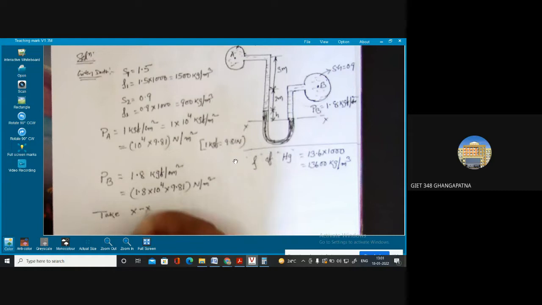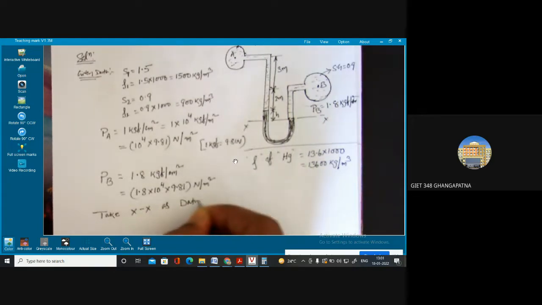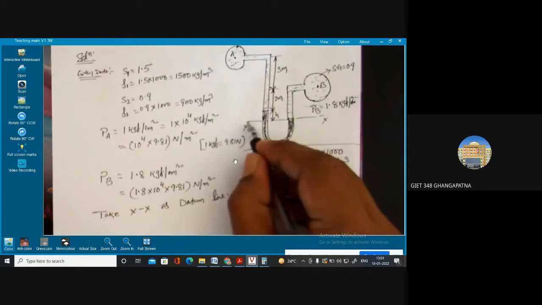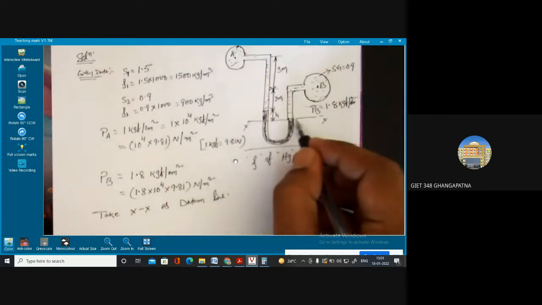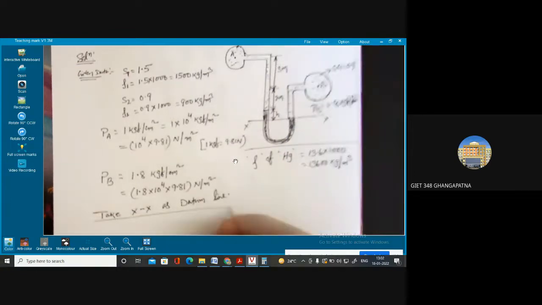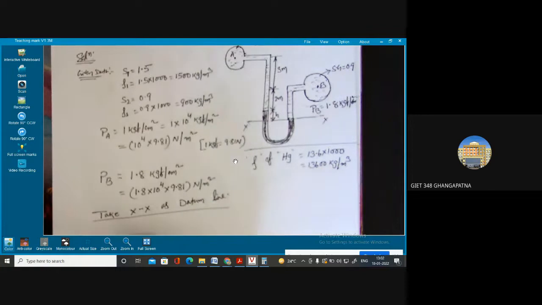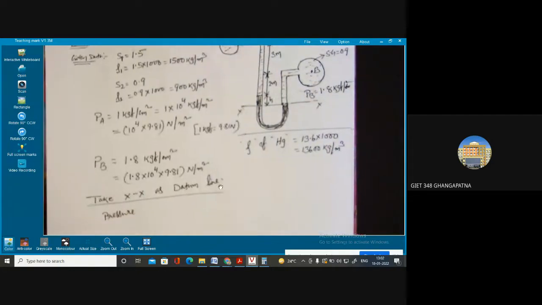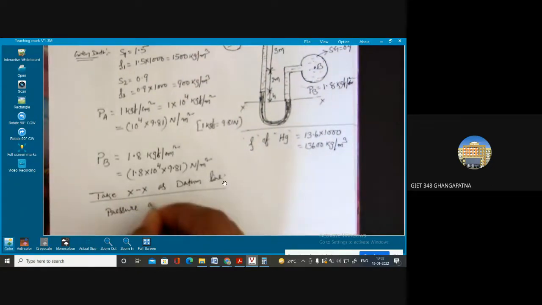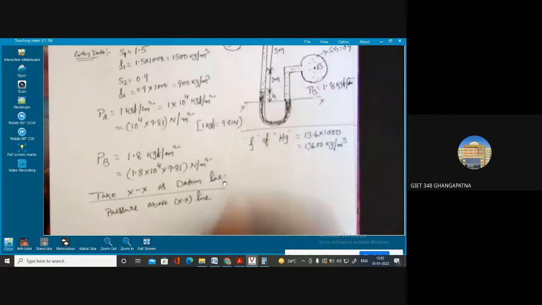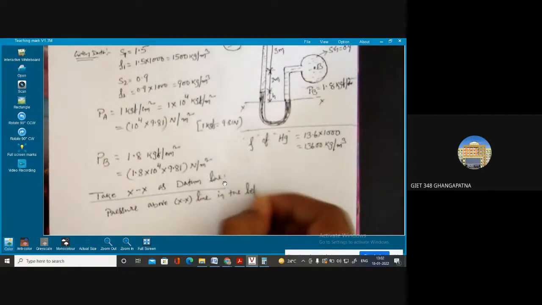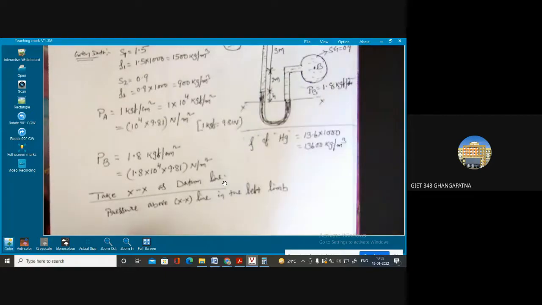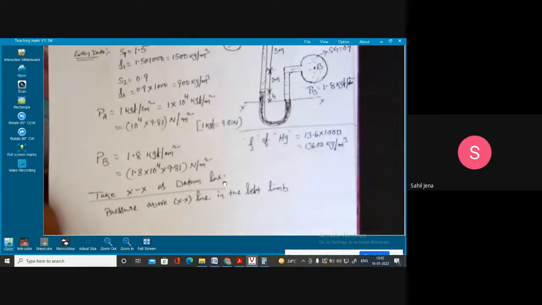Take XX as the datum line or reference line. See the diagram. This is your XX, or not? This line is your datum line, or the reference line. Now let us see the pressure above this line in the left limb. Which limb? Or which side? Left limb. Okay.